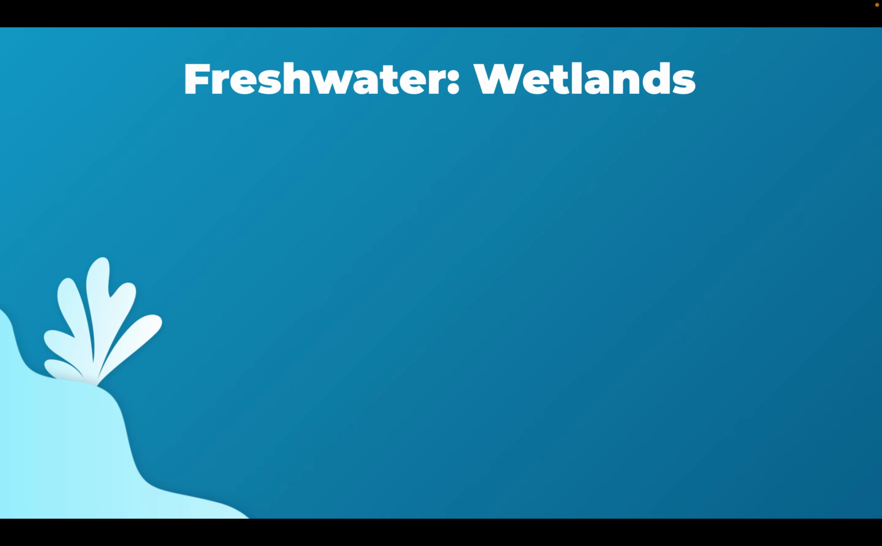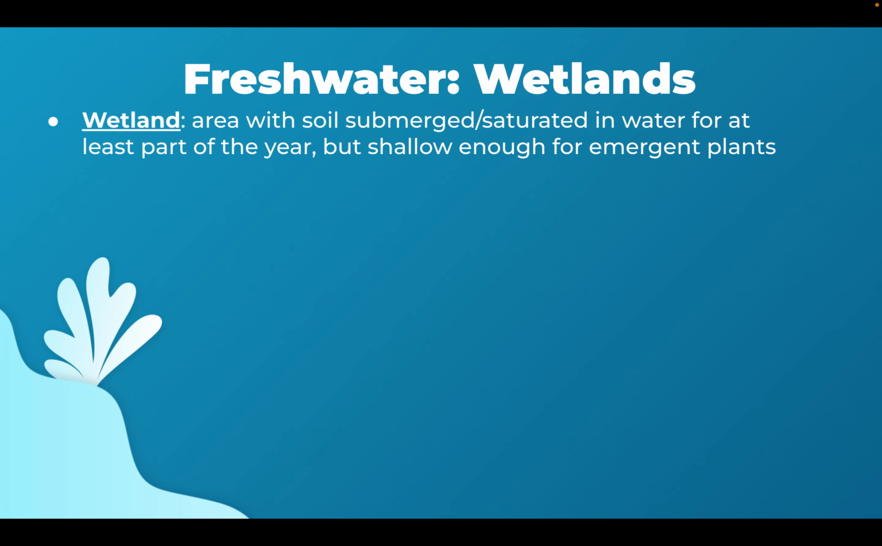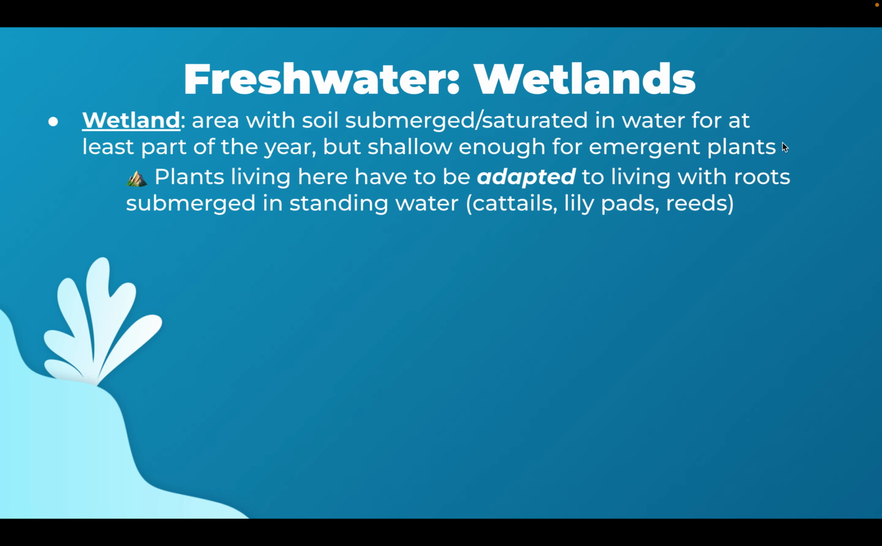Now let's talk about freshwater when it comes to wetlands. So what is a wetland? A wetland is an area with soil that's submerged or saturated in water for at least part of a year. It's being covered for at least part of the year, but you still have emergent plants that grow in that area. So it's not super deep. Plants living here have to be adapted to living with roots submerged in standing water. Because it's submerged for at least part of the year, it can't be a plant that's used to being in soil but no water. It has to be able to cope with that water. Some examples are cattails, lily pads, and reeds.